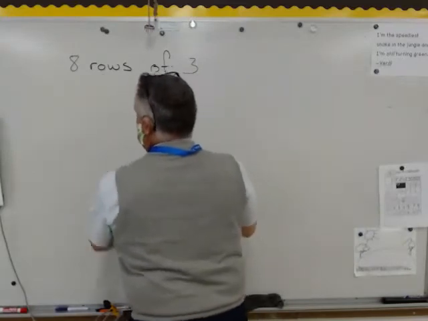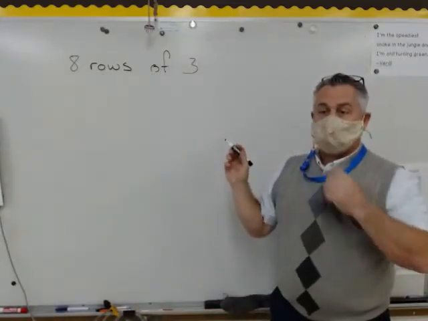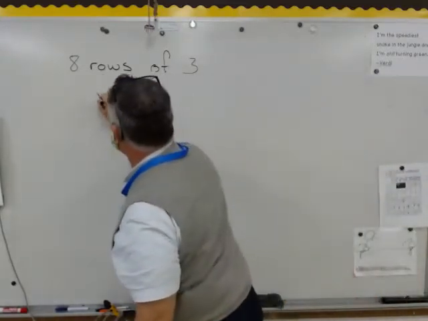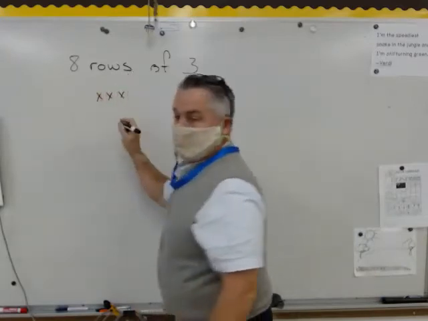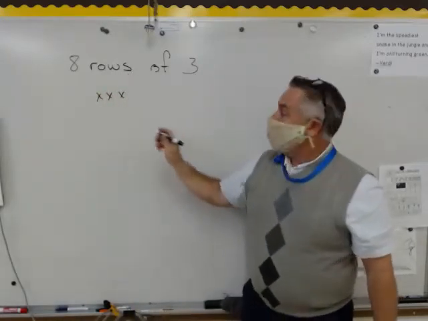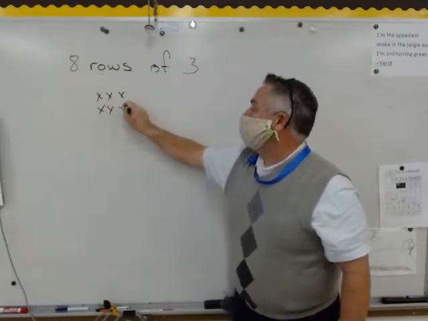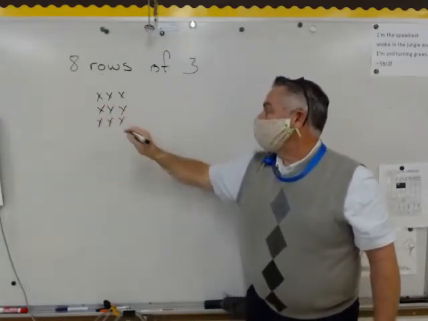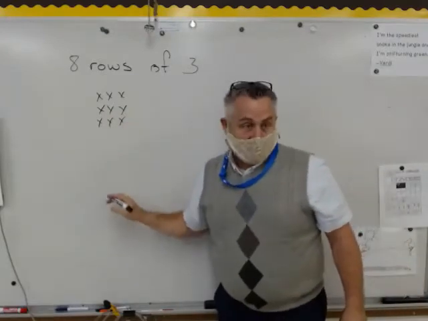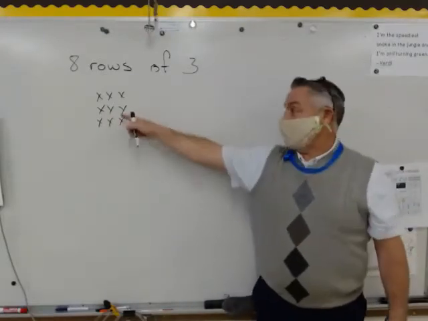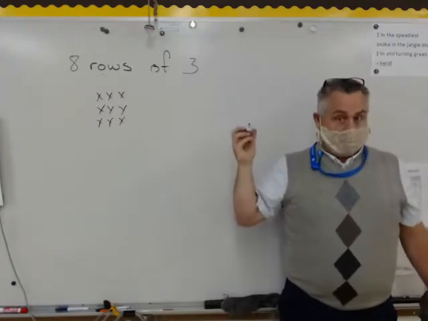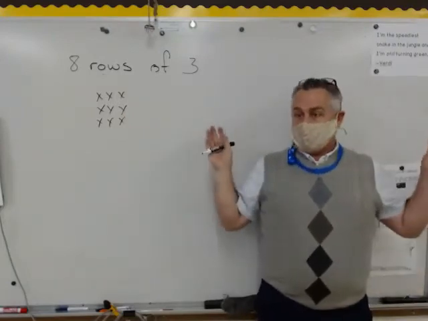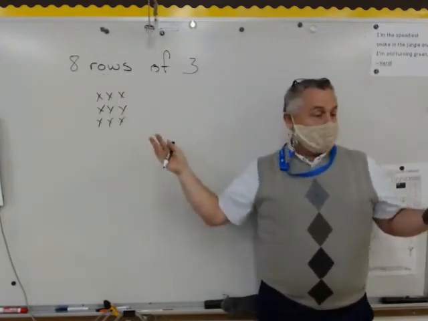Other people like to do this. I need 3 in every row. I need 8 rows. And they just make 1, 2, 3, and there's my first row. And then they go 1, 2, 3, there's my second row. 1, 2, 3, there's my third row. And I'll keep doing that till I have 8 rows. Who says I like doing it that way? Okay. They're both great ways as long as you end up with 8 rows of 3, right?